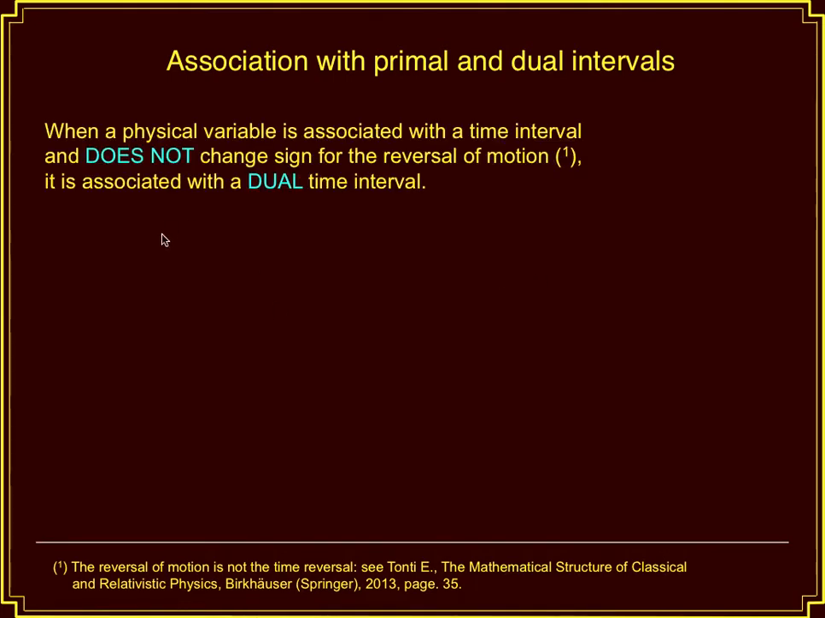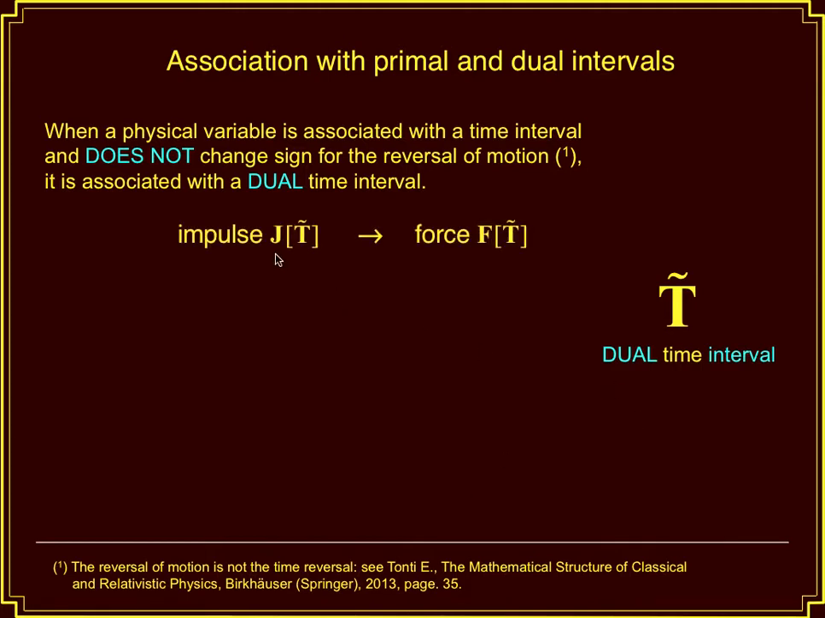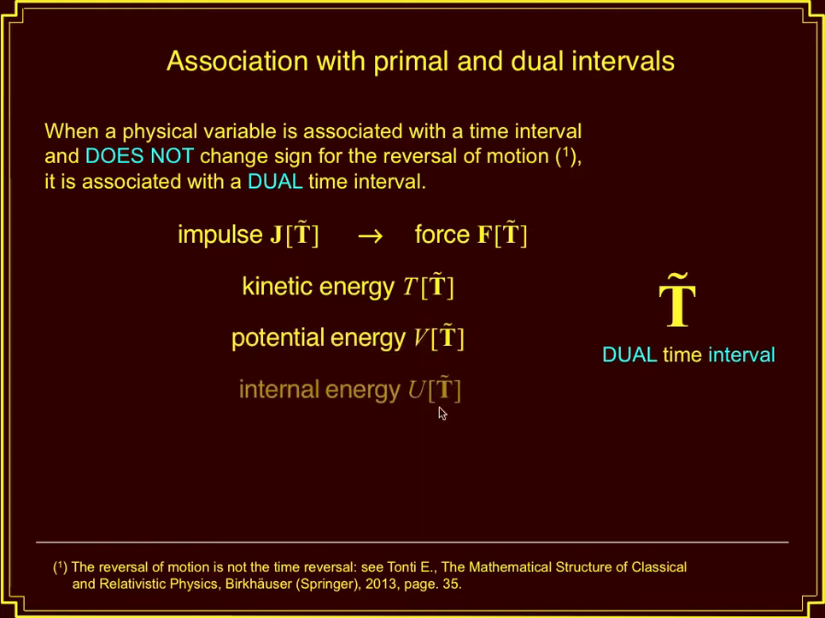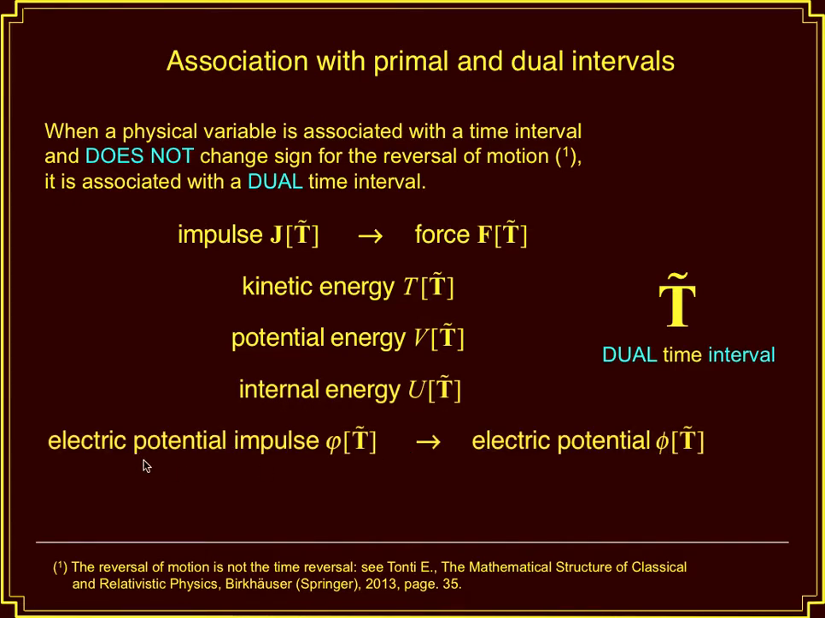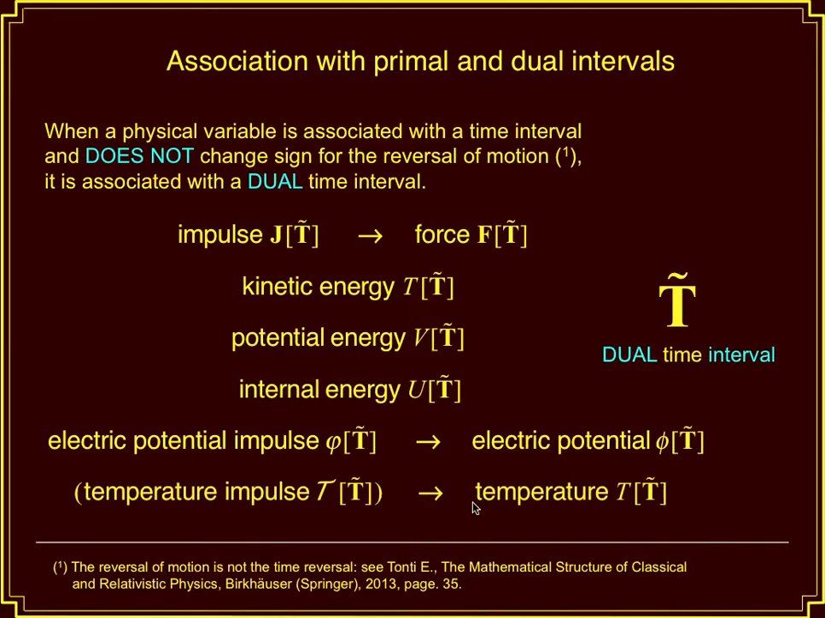Association with primal and dual intervals. When a physical variable is associated with a time interval and does not change sign for the reversal of motion, it is associated with a primal time interval. With a dual time interval, see, this is a case of impulse that generates force. Kinetic energy is associated with dual time interval, as are potential energy, internal energy, electric potential impulse and electric potential.